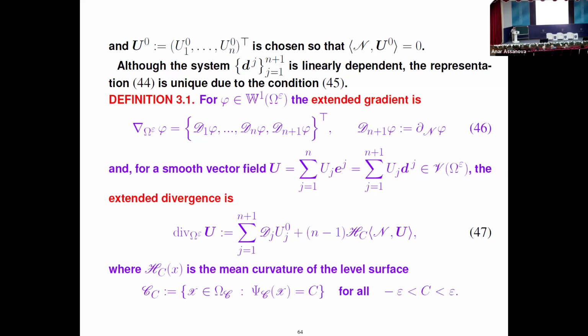On the surface we have the Günther's derivatives, and with them we have the Günther's gradient, which is again linearly dependent. What we add here is the normal derivative as the n plus first component. This direction is orthogonal to the others, so everything is okay, though it is linearly dependent. Nevertheless, we need such an extended gradient and extended divergence. The Laplace-Beltrami operator we will also write as the composition of the extended gradient and the extended divergence.